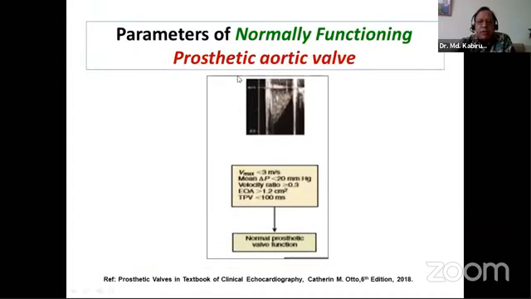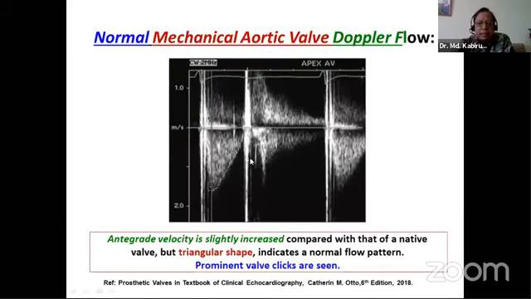Now, what about the normally functioning prosthetic aortic valve? These values are averages, not fixed. The velocity is less than 3, mean gradient less than 20, velocity ratio more than 0.3, effective orifice area more than 1.2, and time to peak velocity less than 100. That constitutes a normally functioning prosthetic aortic valve. And this is the continuous wave Doppler spectral image. You can see the antegrade velocity is slightly higher, but it is triangular in shape, with prominent clicks.